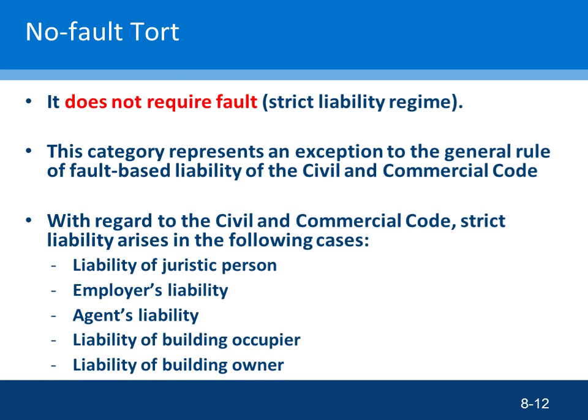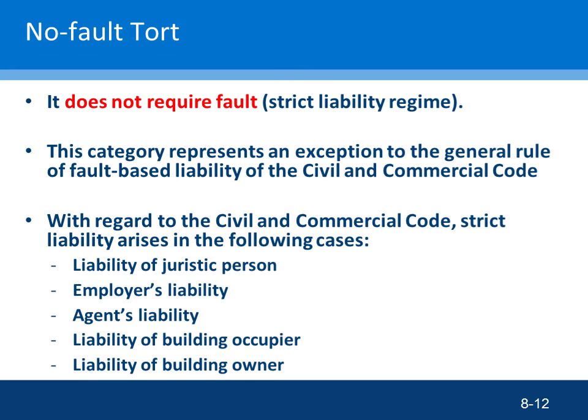The last part is about no-fault tort. The law in these situations does not require any fault. This is also called strict liability regime. You are liable, doesn't matter if you were negligent or not, you have to pay always. This is the case of liability of juristic person, employer's liability, agent's liability, liability of building occupier and building owner. Let's see one by one.